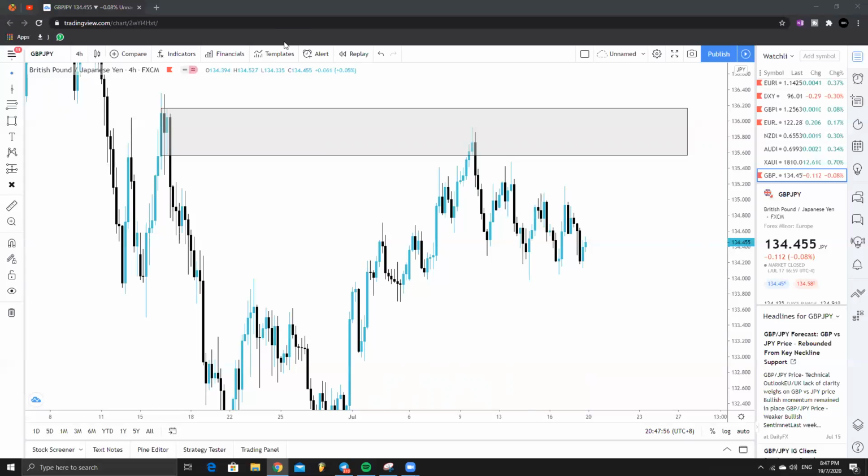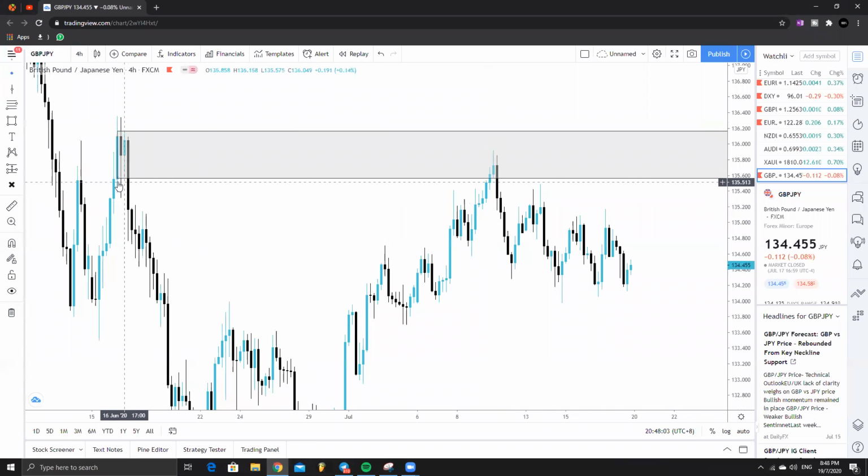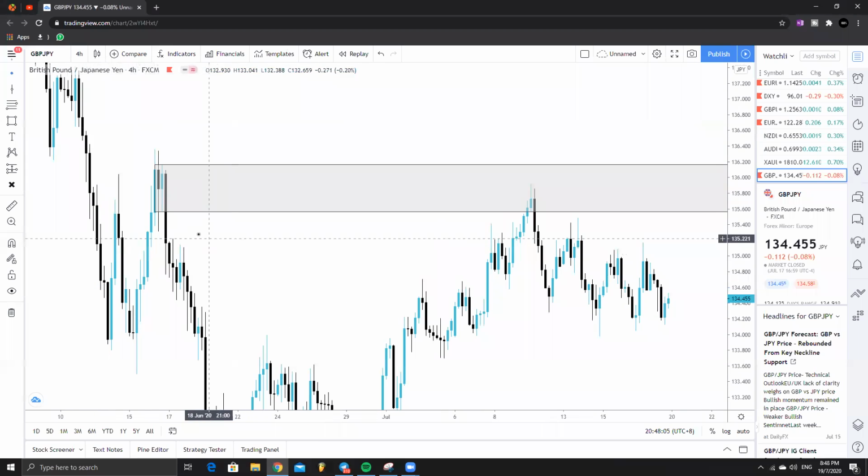Inefficiency, bro. It raided the inefficiency. Yeah, I agree 100%, man. And if you're taking a look at this right here, exactly what Az was just saying, is this not an inefficiency / fair value gap, right?